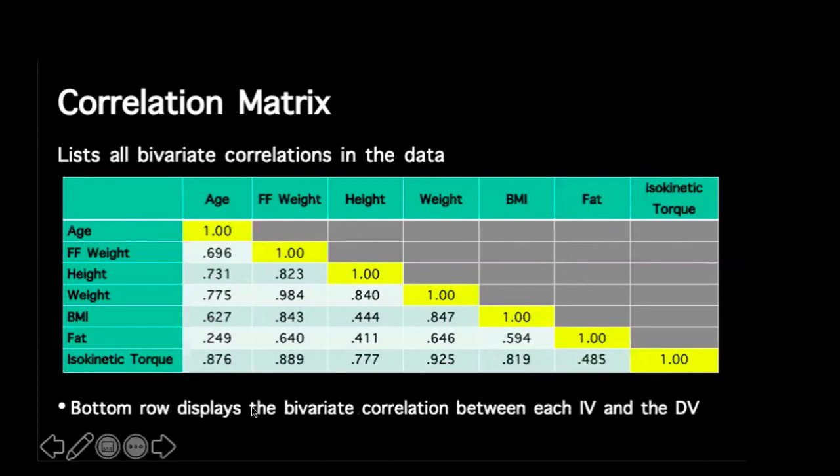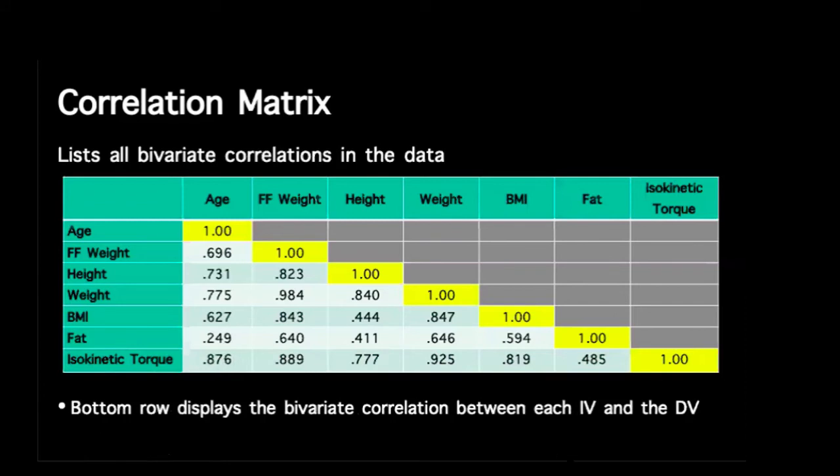The bottom row, in this case, if isokinetic torque is my dependent variable, will display the bivariate correlations that exist between each independent variable and my dependent variable. This can change based on how you organize the table. But in this example, these would all be representative of the multiple correlations we're looking at.